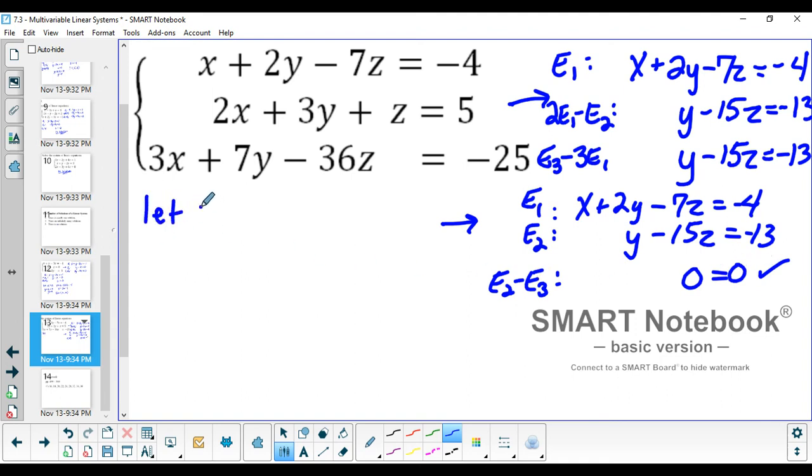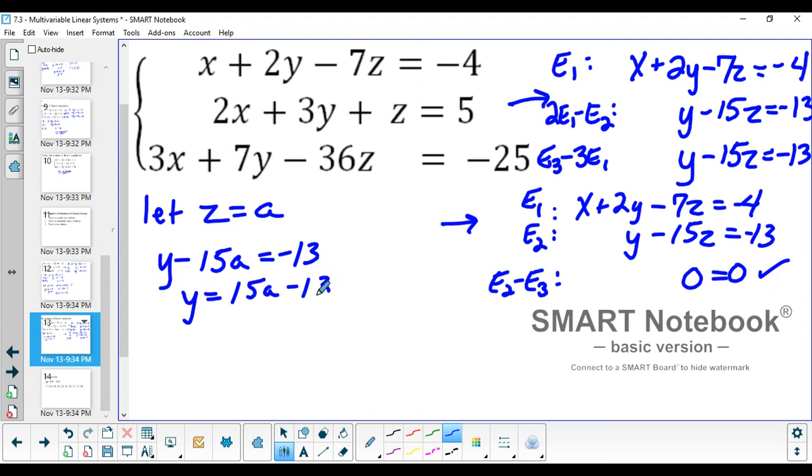I say, okay, let's let z equal a. So now when I take this second equation here, y minus 15a is equal to negative 13. So y is equal to 15a minus 13, which is a little messy, but that's okay. And then we go up here to equation 1, and I know that x plus 2 times y, well, y is 15a minus 13, minus 7z, we know that z is just a, is equal to negative 4.